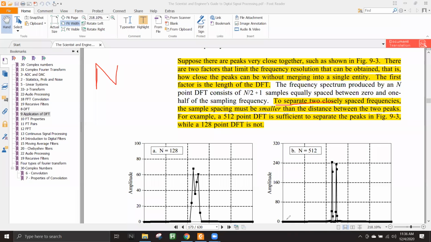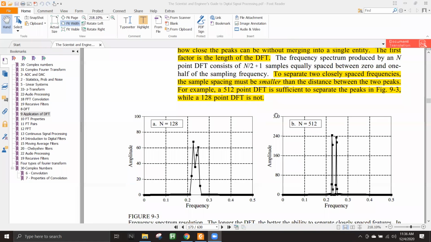Because there are more frequencies, this horizontal axis will be larger, right? If the value of n is larger, then this horizontal axis range will be larger, even though it is always shown from 0 to 0.5, but the actual value of frequencies that we are allowing is less here and it is more in here. So this one is for n equals 128 and this one is for n equals 512, and the peaks are actually the same for the same signal.